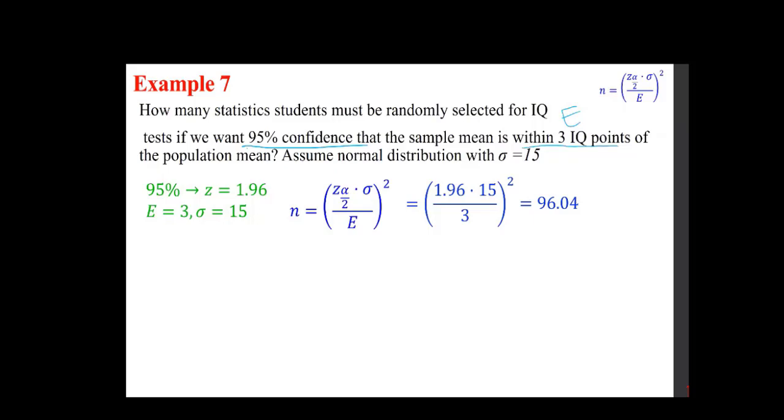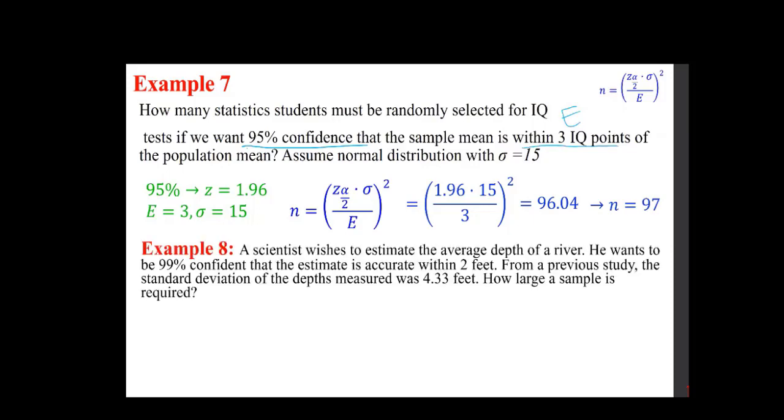Regardless, in a case like this, you have to round up. So n is 97. I highly recommend you write the answer 96.04 and then box the answer 97. You want to show your reader how you arrive at 97. First you calculate 96.04, then you round up because we have to.